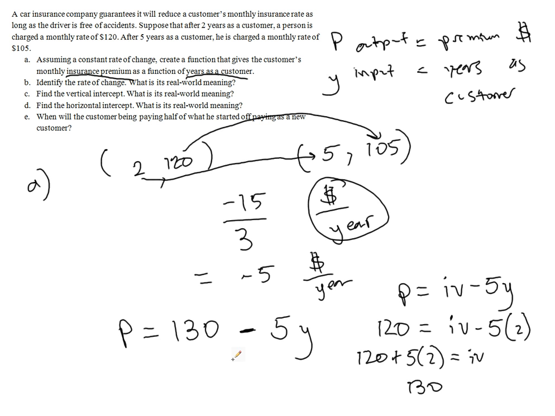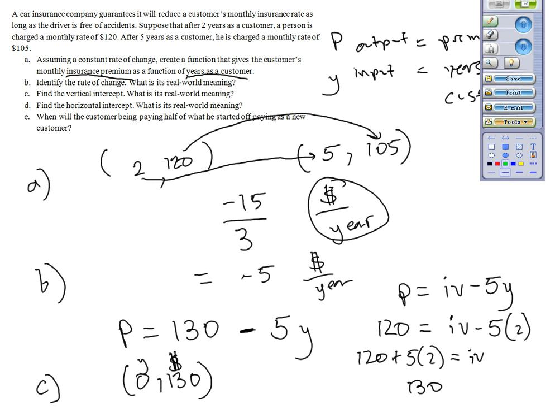And my vertical intercept, well, that's this guy here. So my vertical intercept is of the form, I guess I'll put B here since that identifies it. The vertical intercept would be of the form (0, 130). So this is the number of years, and this is my premium in dollars. So when I first started as a customer, my premium was 130 bucks.